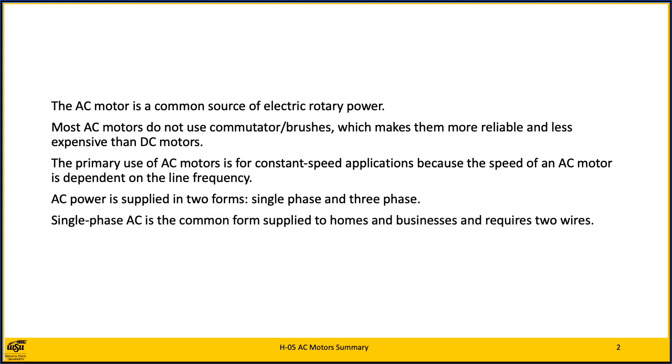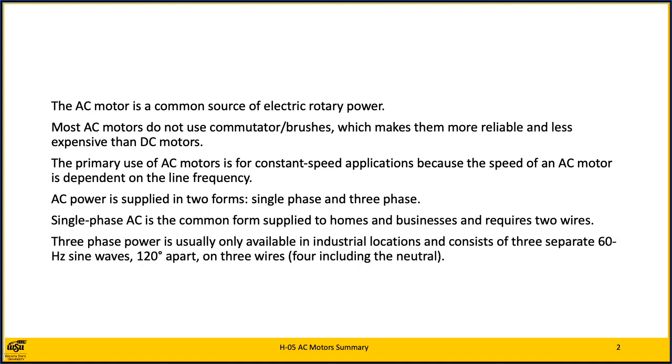Single-phase AC is a common form supplied to homes and businesses and requires two wires. Three-phase power is usually only available in industrial locations and consists of three separate 60 Hz sine waves, 120 degrees apart, on three wires, or four if you include the neutral.